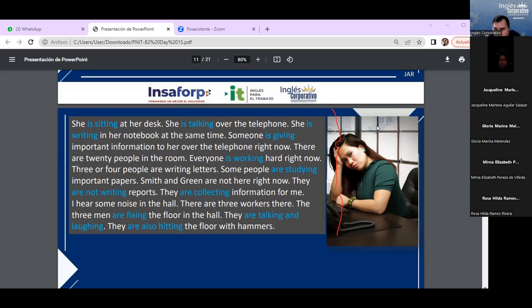I hear some noise in the hall. There are three workers there. The three men are fixing the floor in the hall. They are talking and laughing. They are also hitting the floor with hammers.